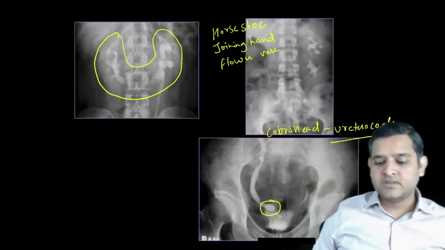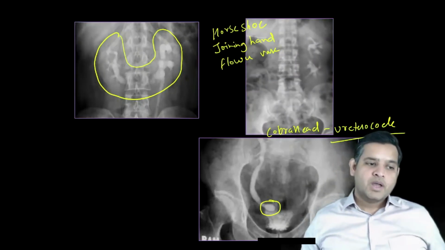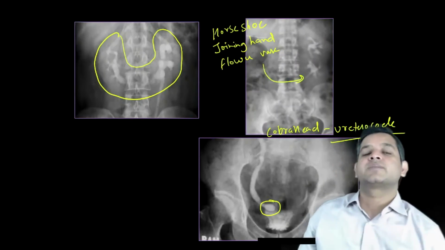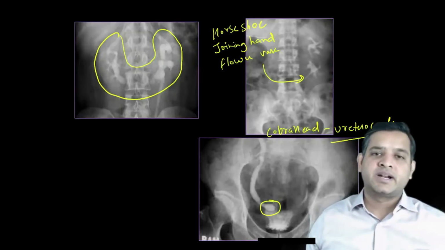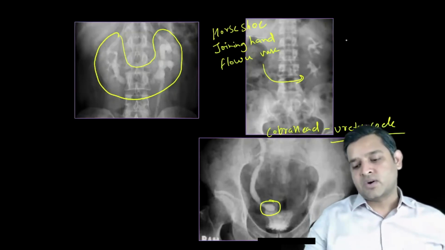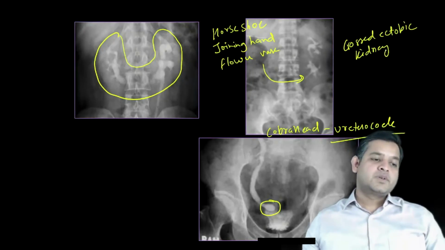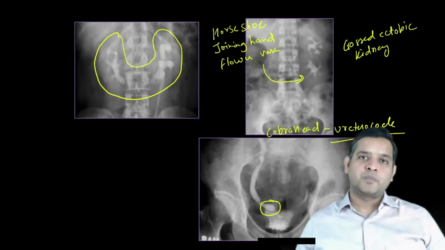Okay. Whereas what do we see here? In this case, one kidney has migrated to the other side, and which is called crossed ectopic kidney.